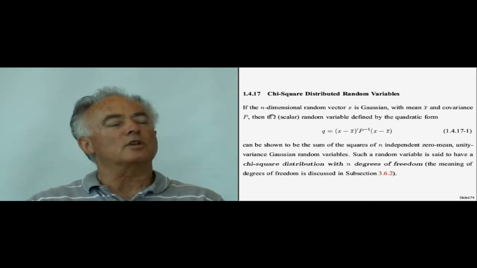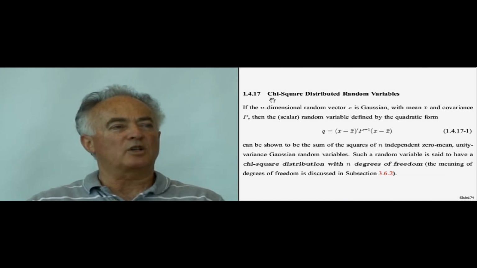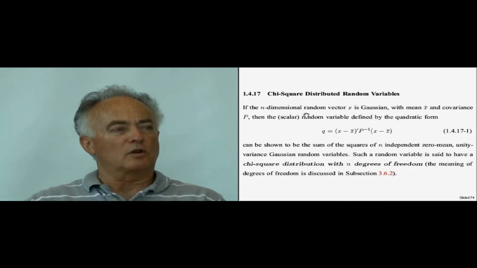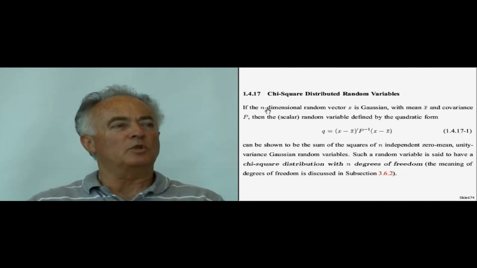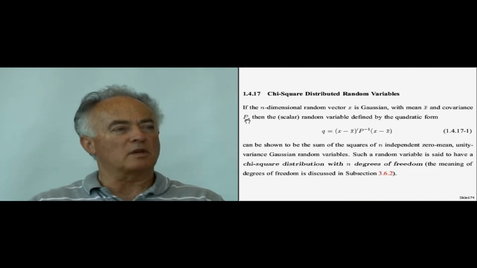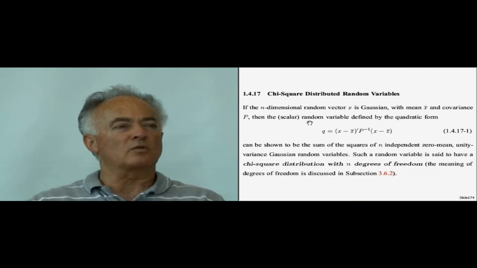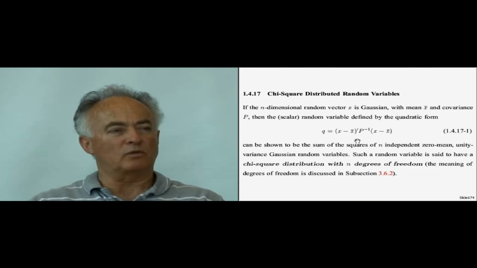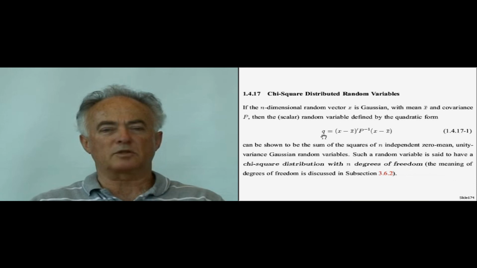Another item of interest is what is called chi-square distributed random variables, which are defined as follows. If we start with an n-dimensional random vector x, which is Gaussian, its mean is x bar, its covariance is P, then the scalar random variable defined by a quadratic form, which is (x minus x bar) transpose P inverse (x minus x bar). So this expression denoted by q, which is, by the way, the same expression that appears in the exponent of the Gaussian density.